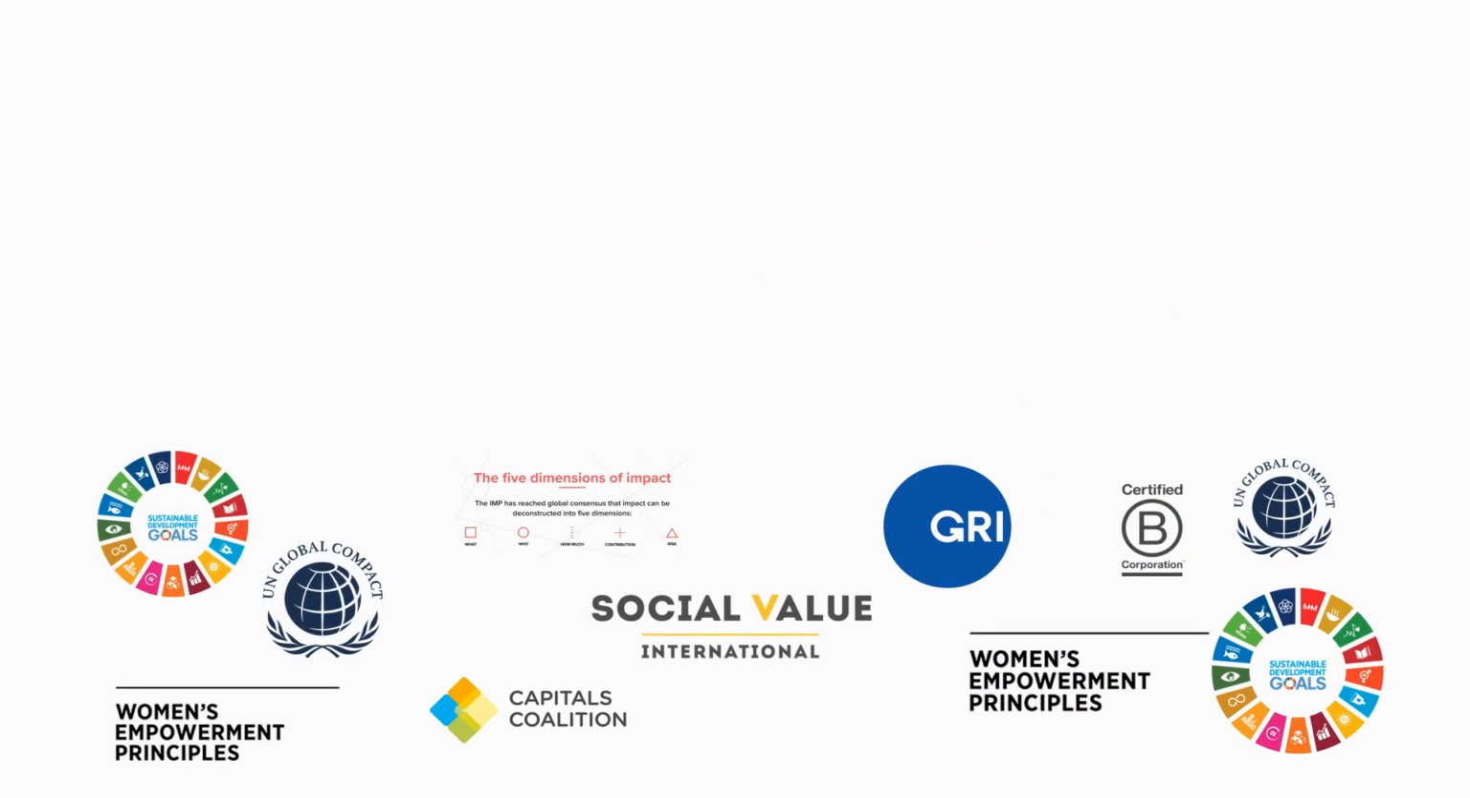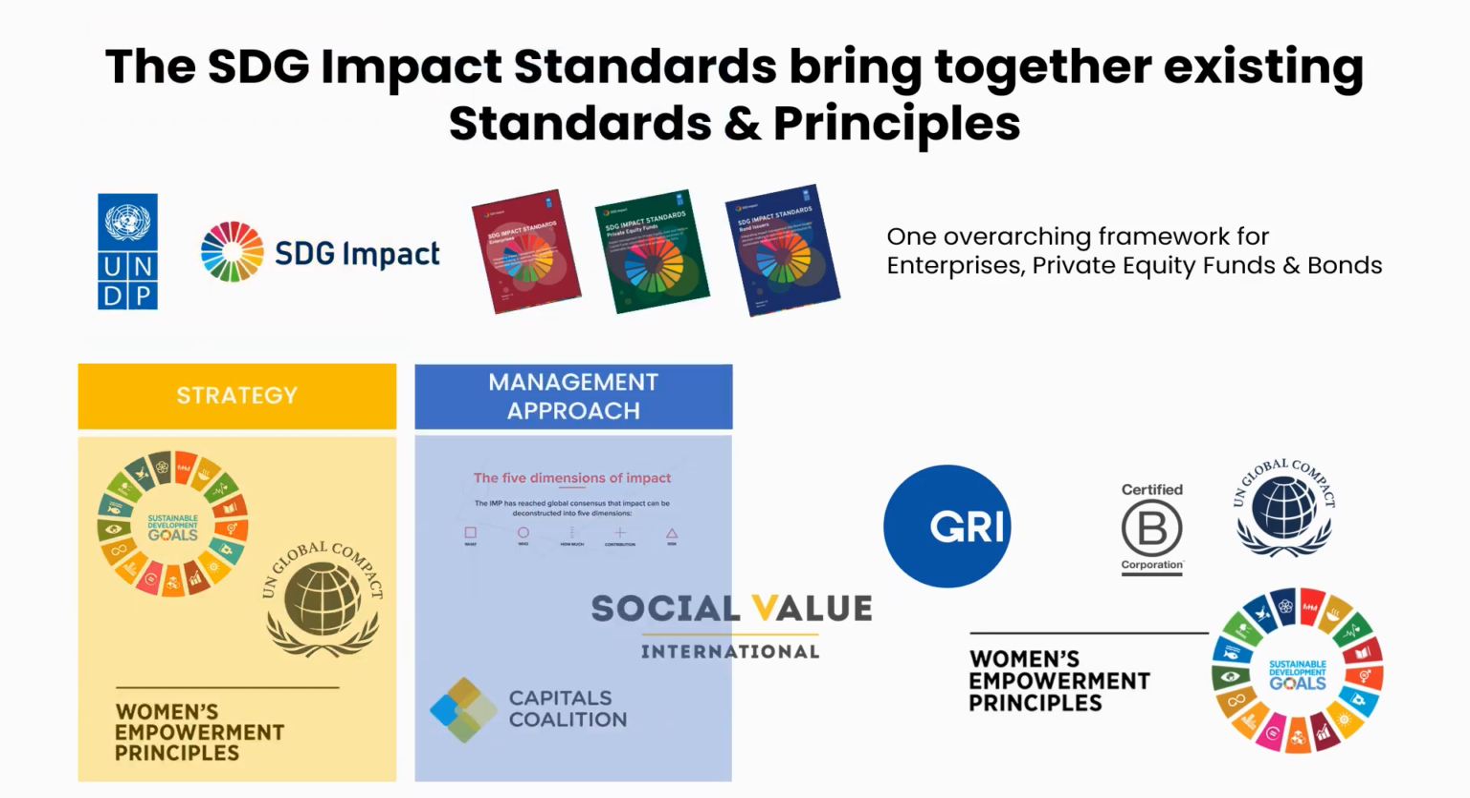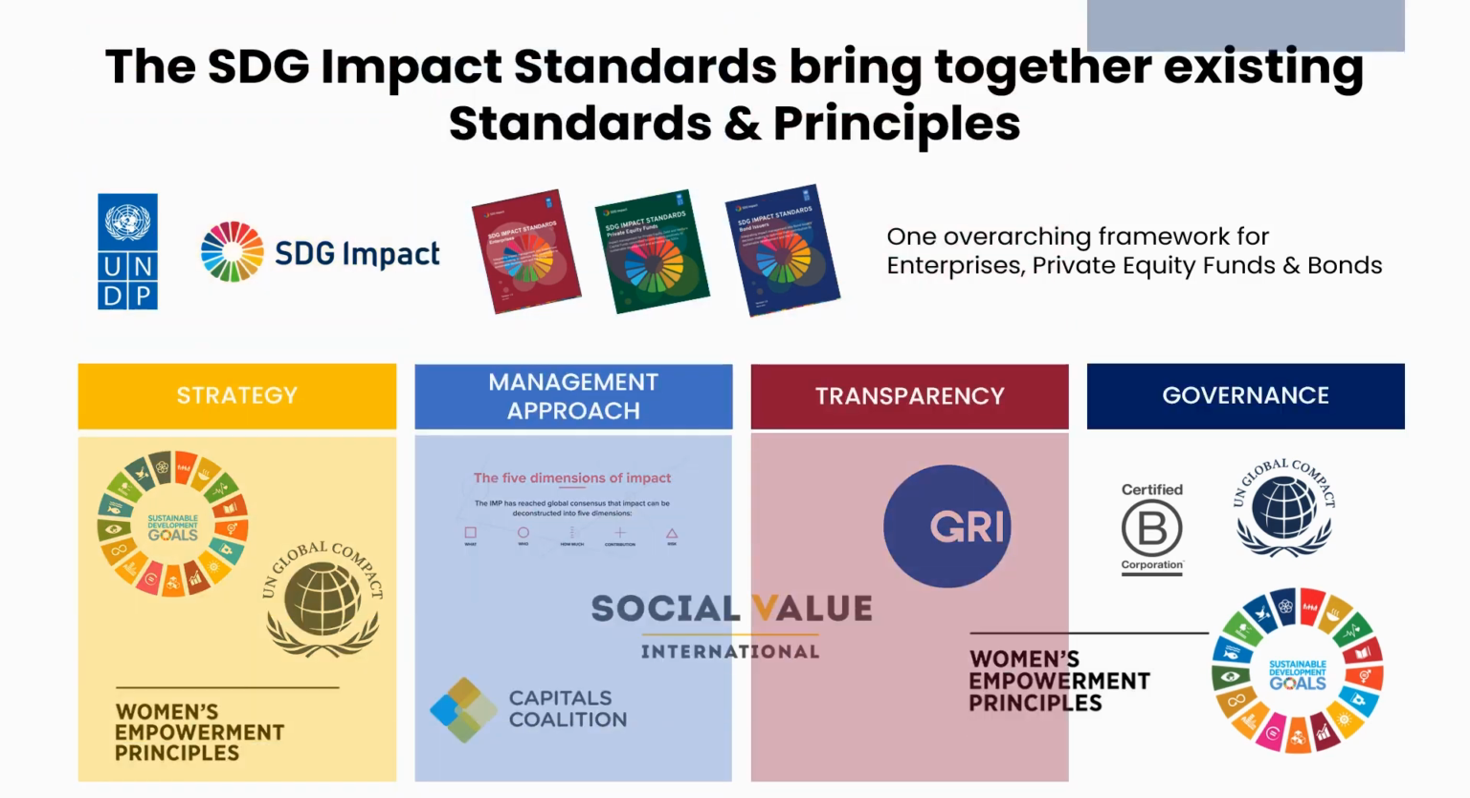To help navigate this landscape and to help enterprises and investors contribute positively to the Sustainable Development Goals, the United Nations Development Programme created the SDG Impact Standards. The SDG Impact Standards were explicitly designed to build upon and unite existing standards and principles together into one overarching framework organised into 4 areas: strategy, management approach, transparency, and governance.